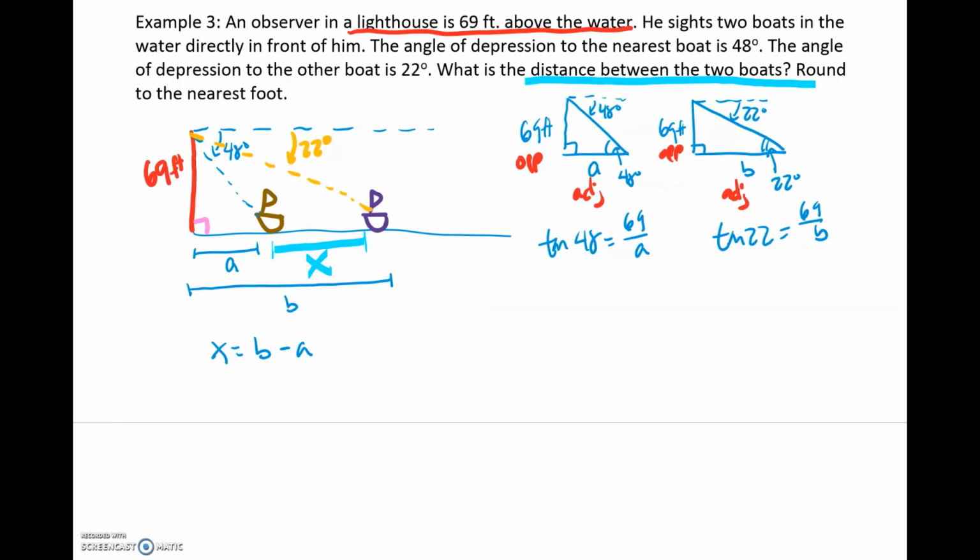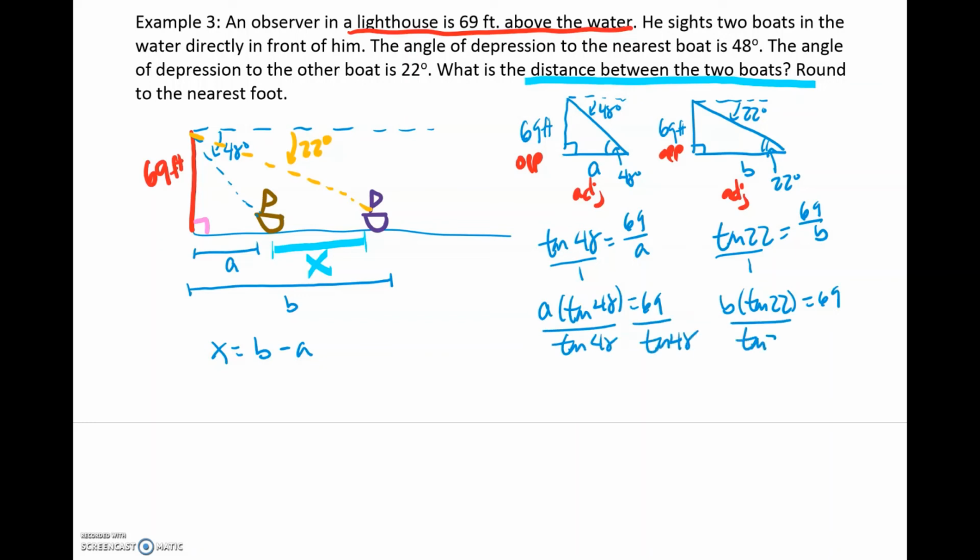You can cross multiply, right? Make this tangent 48 over 1, tangent 22 over 1. So we'll get A times tangent 48 equals 69. B times tangent 22 equals 69. Divide by your tangent. And then A equals 69 over tangent 48.